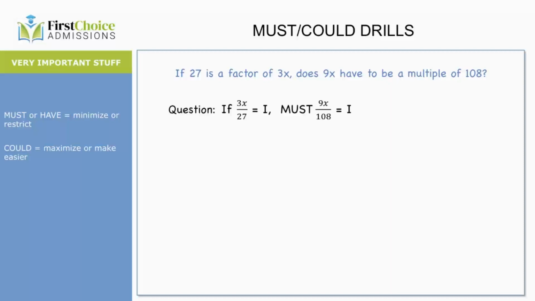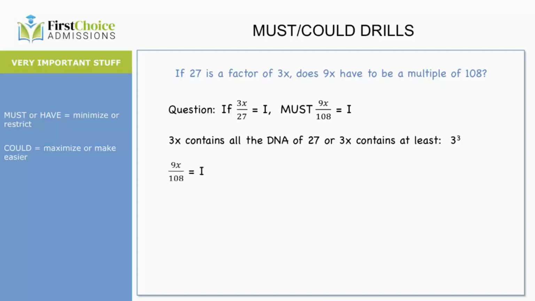Does 9x have to be a multiple of 108? Means 9x over 108 is an integer, because remember, multiple means big number, so 9x is on the top, 108 is on the bottom. All right, well, let's find out. Now, 3x must contain all the DNA of 27, or 3x contains at least 3 3's. Could 3x contain a lot more than 3 3's? Yeah, but it has to contain at least that. It must contain 3 3's.